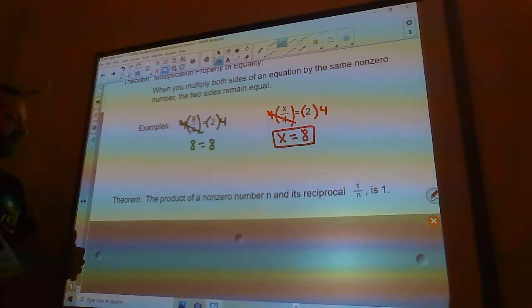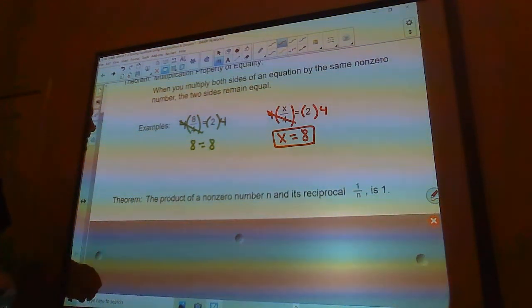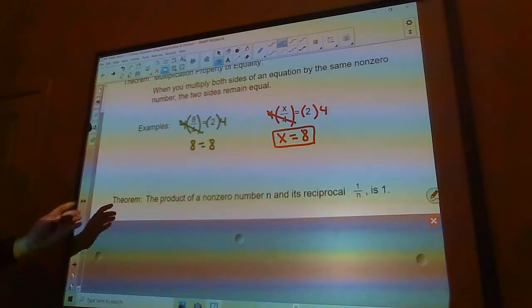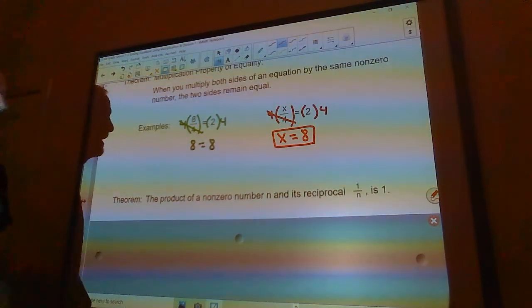Okay, so here's another theorem. The product of a non-zero number n, so it can't be 0, but anything else, and its reciprocal 1 over n is always 1.